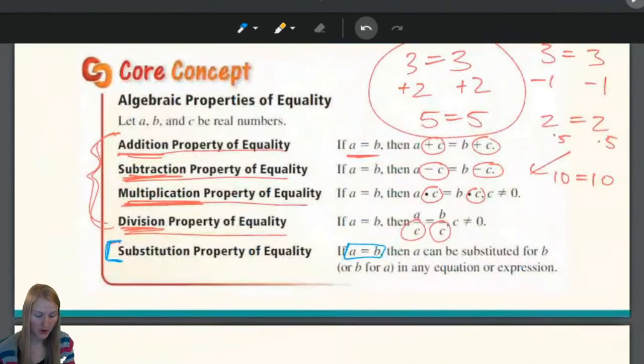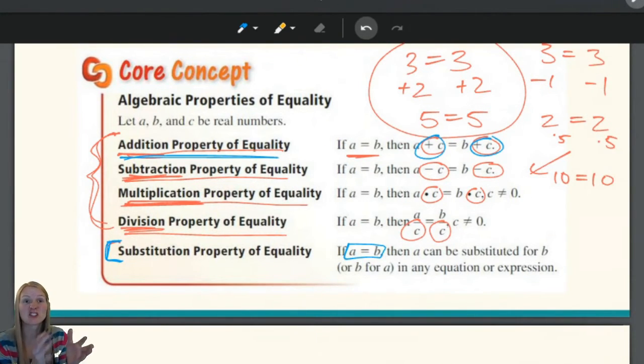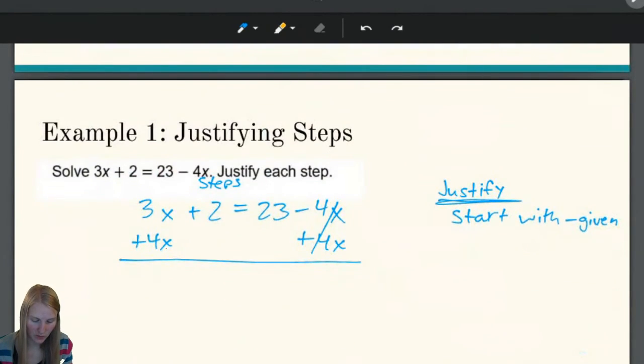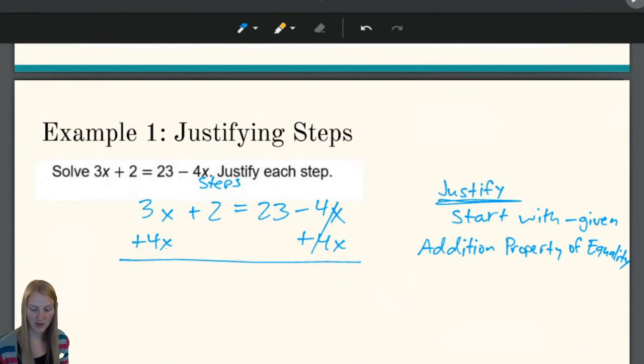Well, remember that our addition property of equality told us that if we add something to both sides, as long as it's the same thing, if we're adding the same thing to both sides of the equation, it's good. We can add the same thing to both sides of an equation and still have an equivalent equation. So, our justification for this step will be the addition property of equality. Because this property is what tells us it's okay to add 4x. So this is why we're allowed to do that.